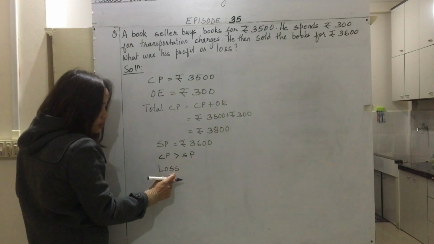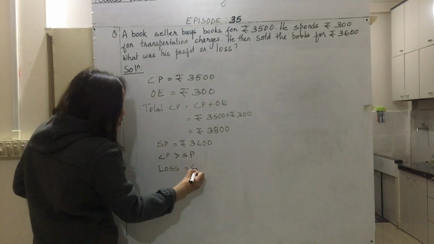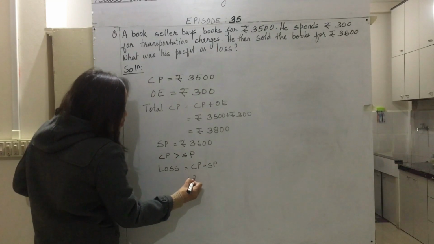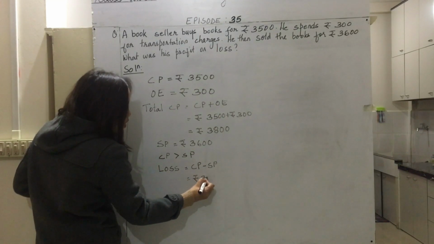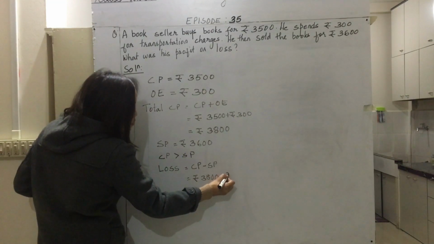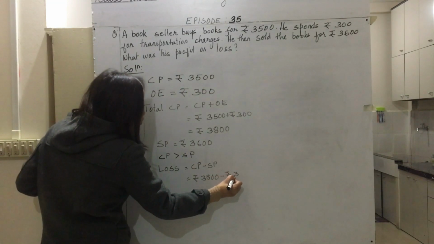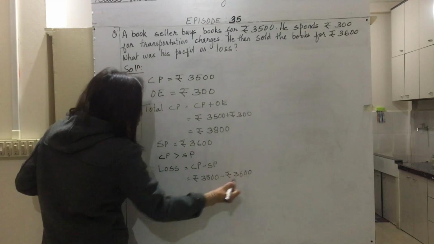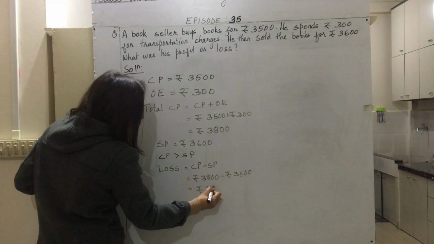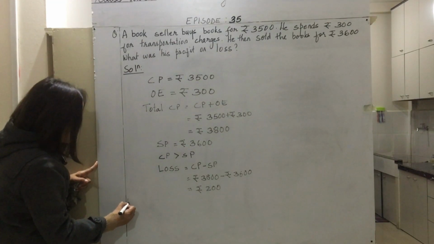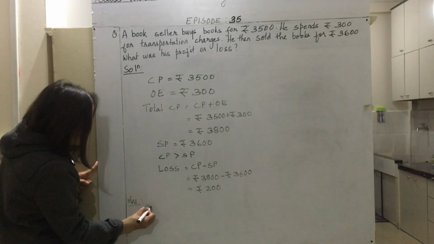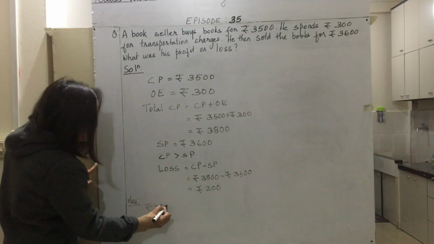Loss is CP minus SP. So the CP is rupees 3,800, total CP, and the SP is rupees 3,600. Then we subtract this. What do we get? Rupees 200 is our answer. This time there is a loss because the CP is bigger. So the answer is rupees 200.